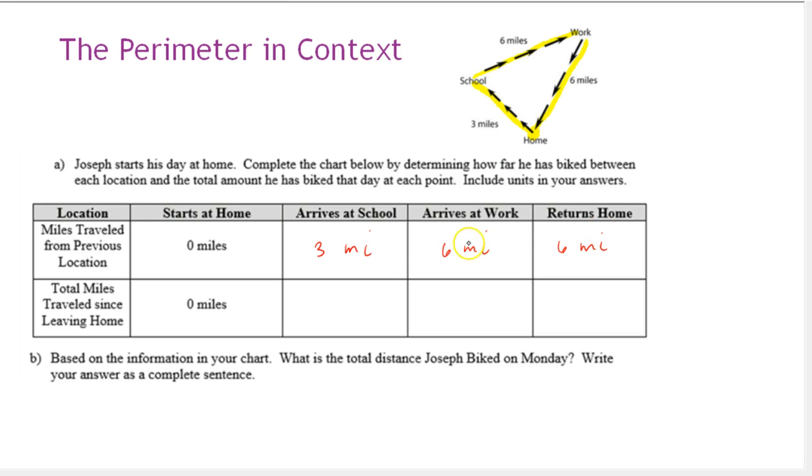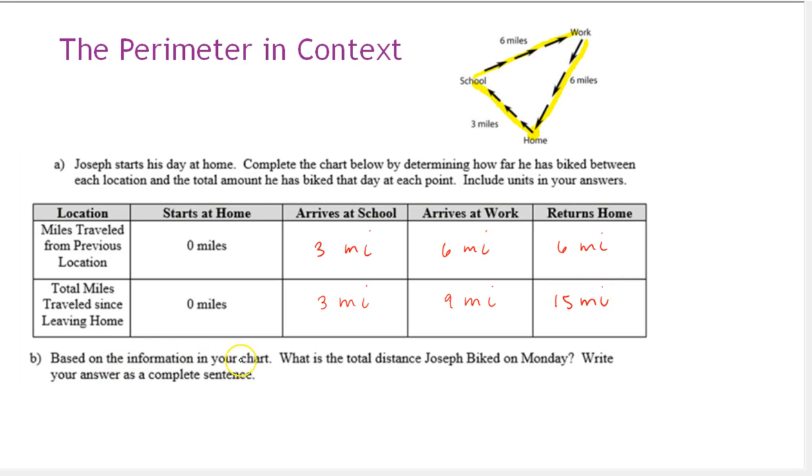So those are the different values for his travels, and now we want to find the total amount he travels in a day. So he starts at 0. When he arrives at school, he's traveled 3 miles. When he arrives at work, he's traveled another 6 miles, so a total of 9 miles. And then he returns home, which is another 6 miles, which is 15 miles.